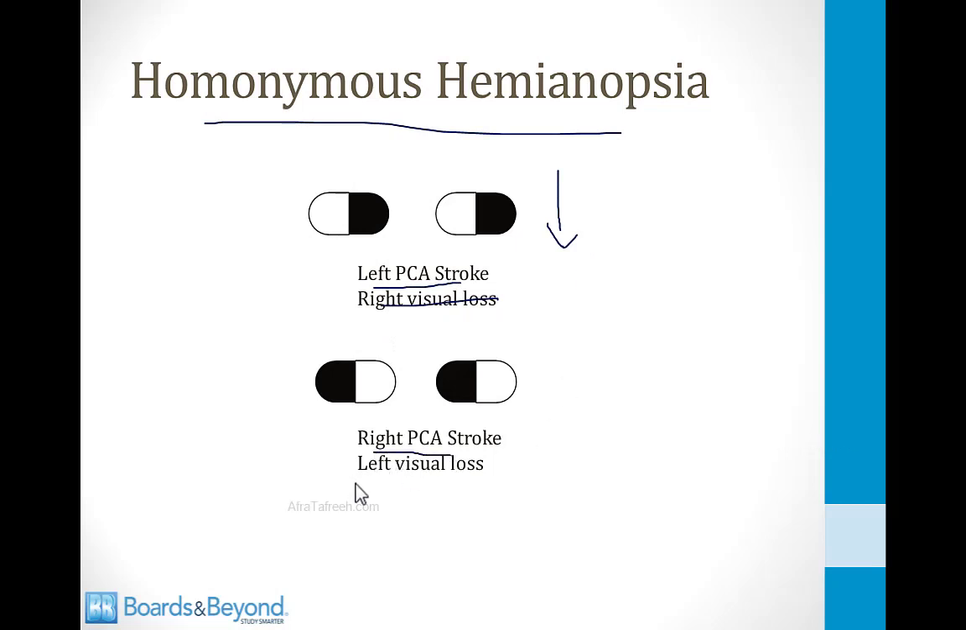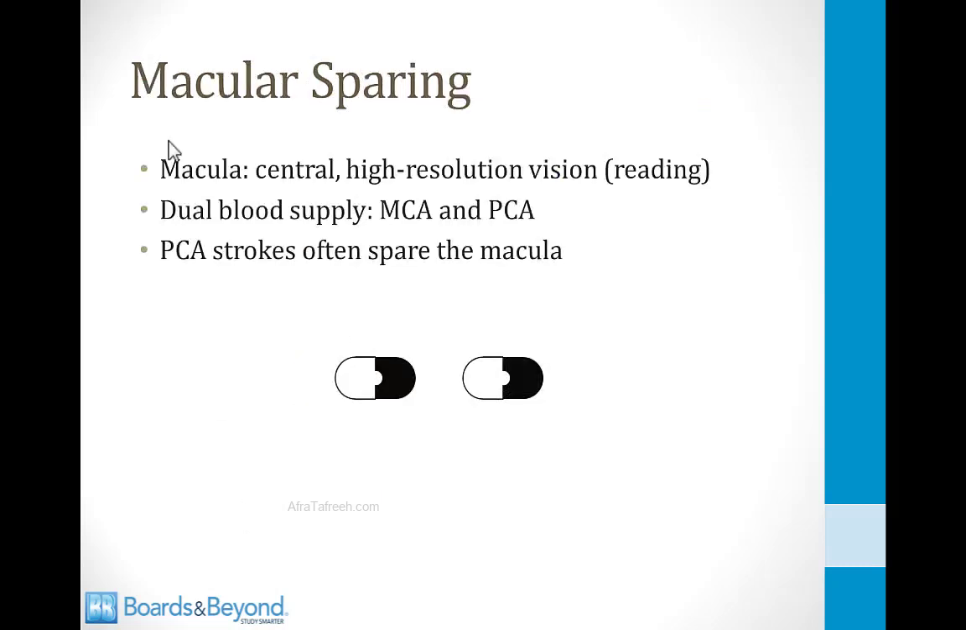Conversely, a right PCA stroke causes loss of the left half of each visual field, and that's what I've drawn right here. An important caveat to that is something called macular sparing. So the macula is the central high-resolution portion of our vision. It's what we use when we read. It has a dual blood supply from the MCA and PCA.